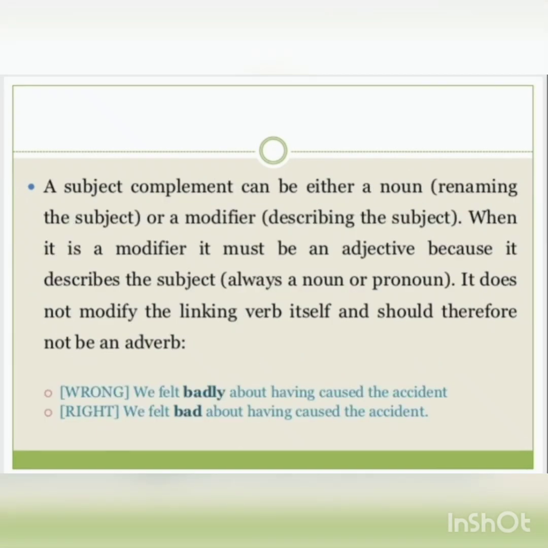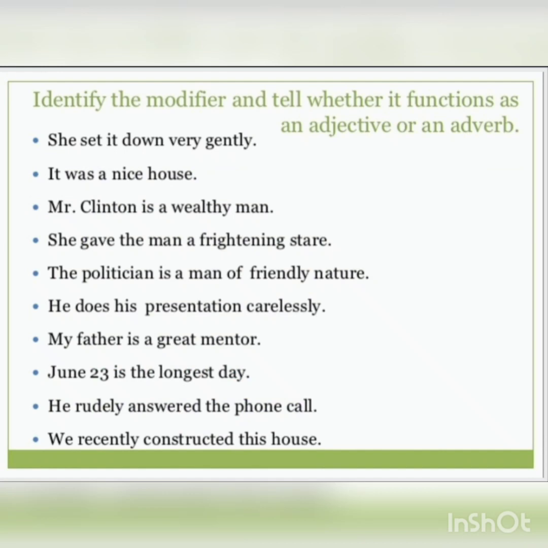A subject complement can be either a noun or an adjective. When it is a modifier, it must be an adjective because it describes the subject, always a noun or a pronoun. It does not modify the linking verb itself and should therefore not be an adverb. We felt bad about having this.